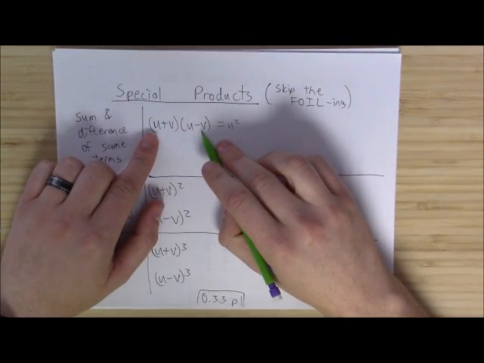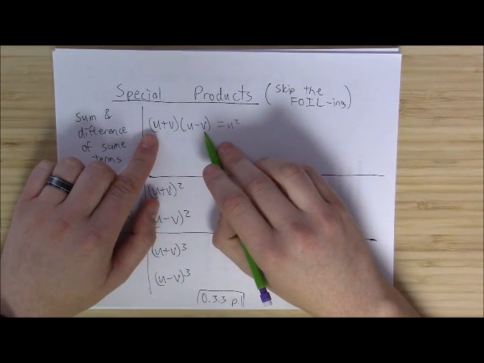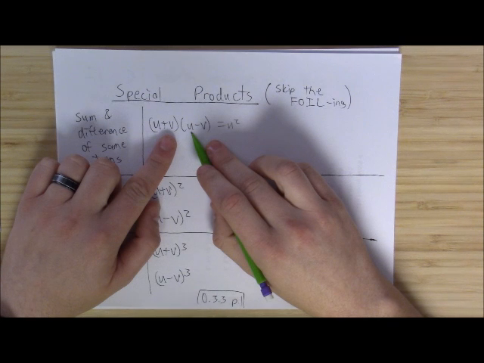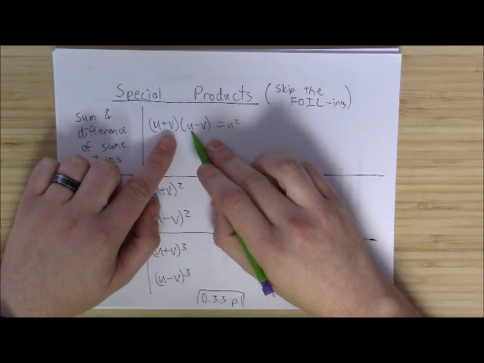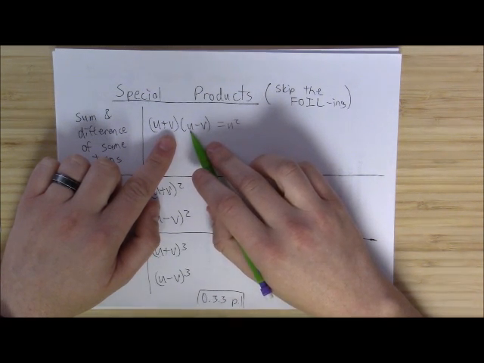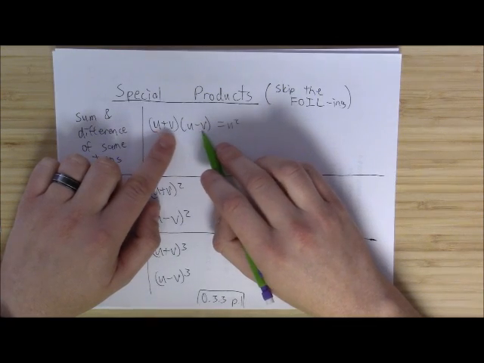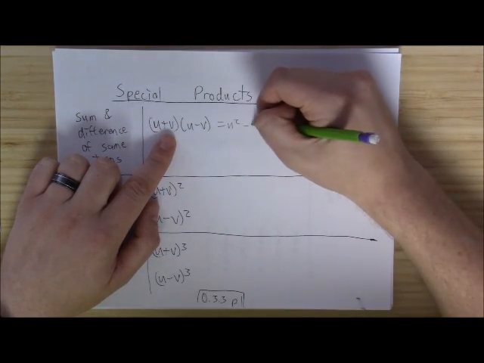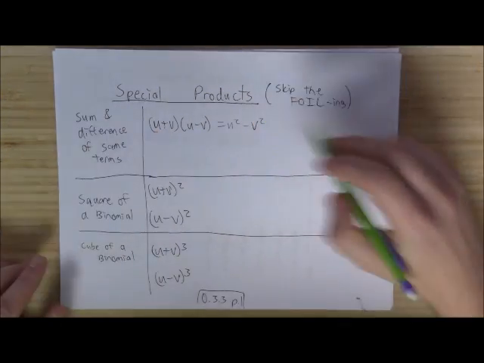The outer term would be minus u times v, but then the inner term would be a positive u times v. So those would actually cancel out with each other in the end, and then I could just move to the last term, which would be minus v squared.